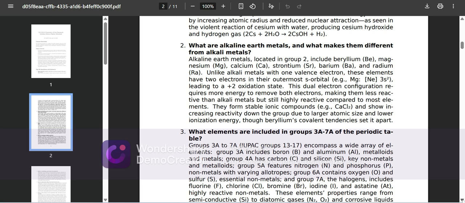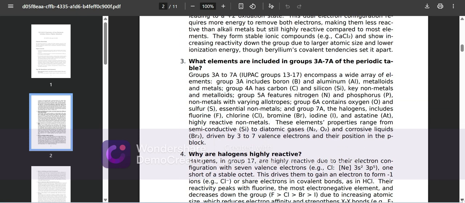This dual electron configuration requires more energy to remove both electrons, making them less reactive than alkali metals, but still highly reactive compared to most elements. They form stable ionic compounds, example: calcium chloride, and show increasing reactivity down the group due to larger atomic size and lower ionization energy, though beryllium's covalent tendencies set it apart.